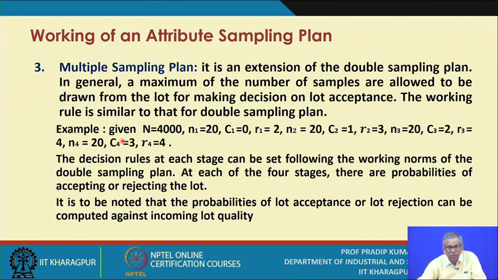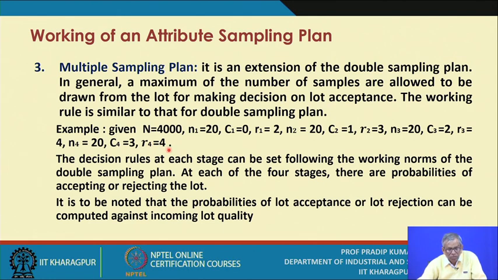So here is an example. Given the lot size as 4000 units, N1 equals 20, C1 equals 0, R1 equals 2, N2 equals 20, C2 equals 1, R2 equals 3, N3 equals 20, C3 equals 2, and R3 equals 4, N4 equals 20, C4 equals 3, and R4 equals 4.